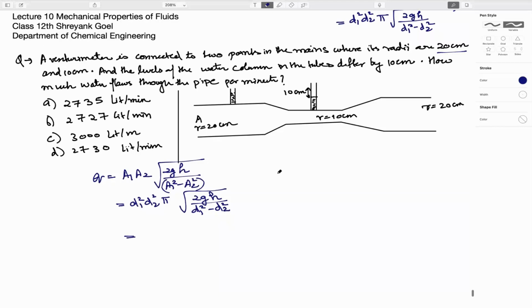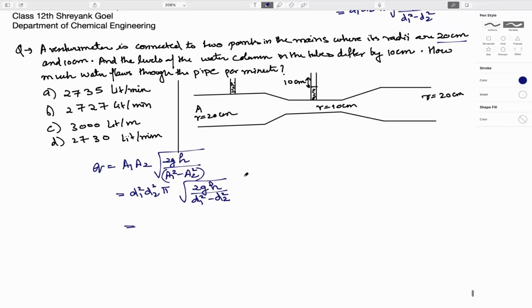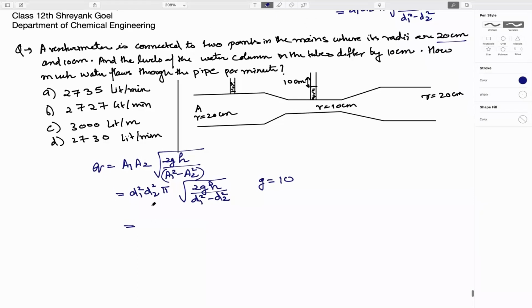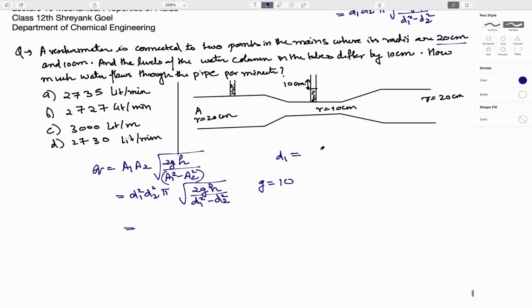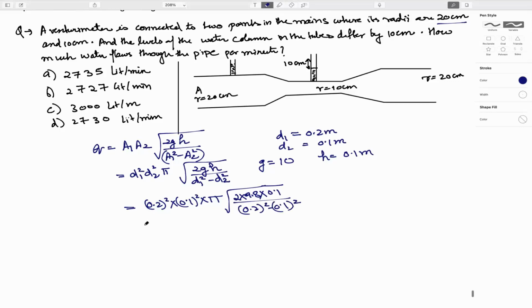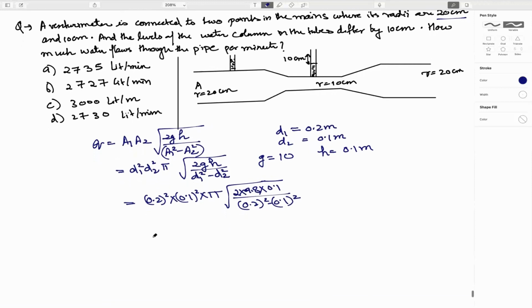It is given in centimeter, so convert it into meter. g you can take in terms of seconds. First calculate everything in seconds and then convert to whatever unit is needed. So d1 is 0.2 meter, d2 is 0.1 meter. So 0.2 square into 0.1 square into pi under root of 2 into 9.8 into h, which is 0.1 meter, divided by 0.2 square minus 0.1 square. You can solve this.